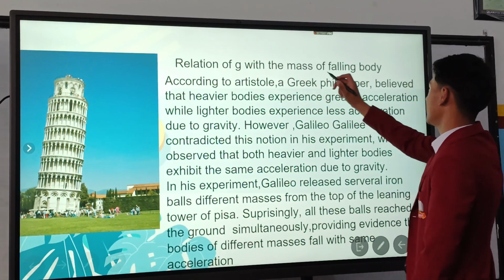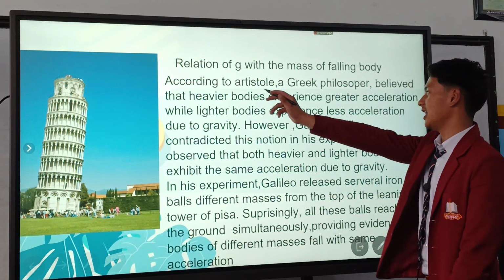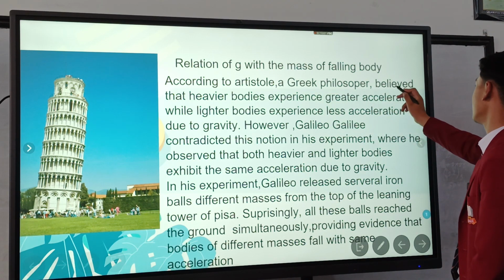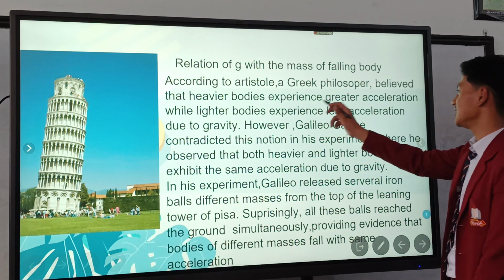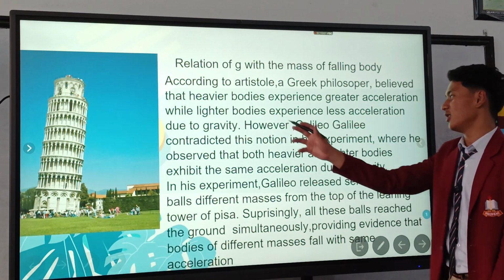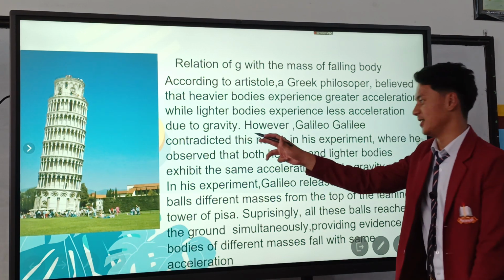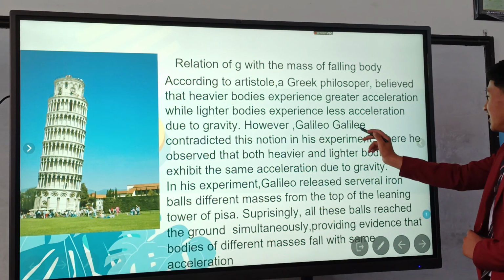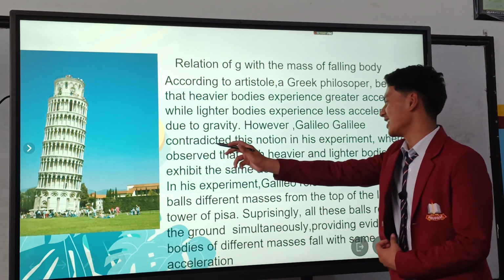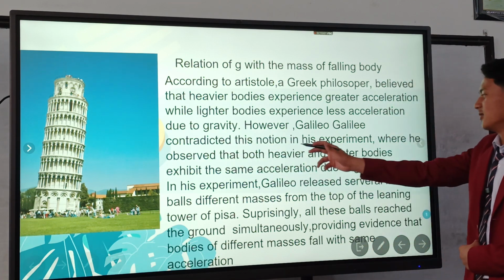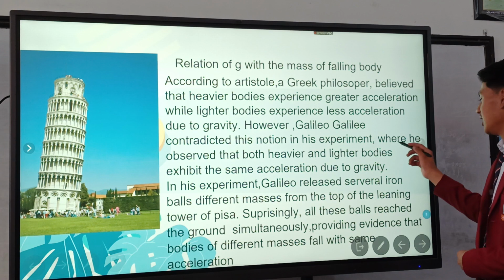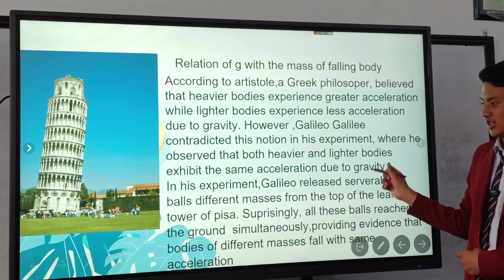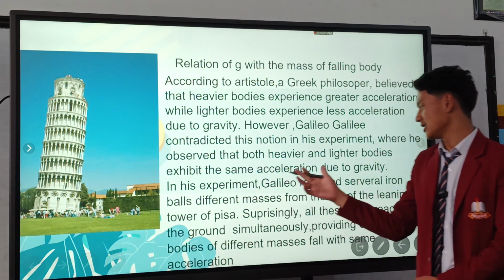Relation of g with the mass of falling body. According to Aristotle, a Greek philosopher, heavier bodies experience greater acceleration while lighter bodies experience less acceleration due to gravity. However, Galileo Galilei contradicted this in his experiment, where he observed that both heavier and light bodies exhibit the same acceleration due to gravity.